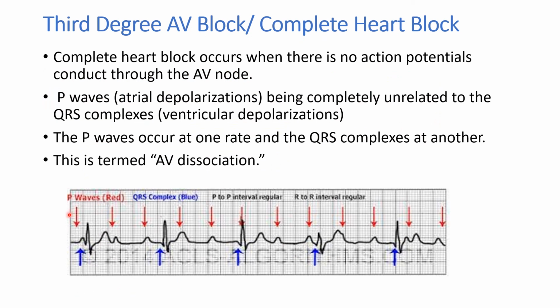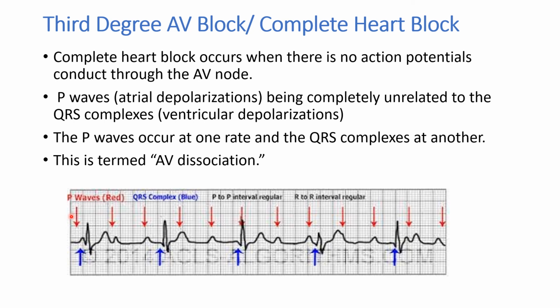Complete heart block occurs when there is no action potential conducted through the AV node, with P waves or atrial depolarization being completely unrelated to the QRS complexes or ventricular depolarization. The P wave occurs at one rate and the QRS complexes at another. This is termed AV dissociation.